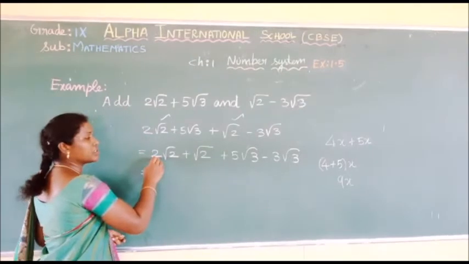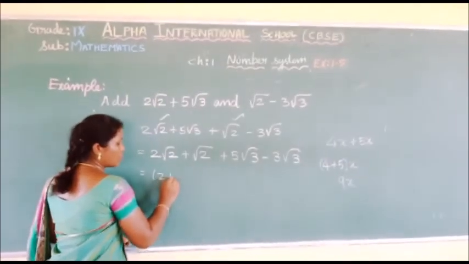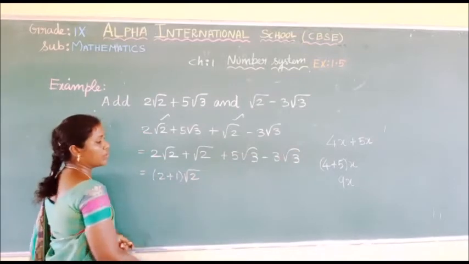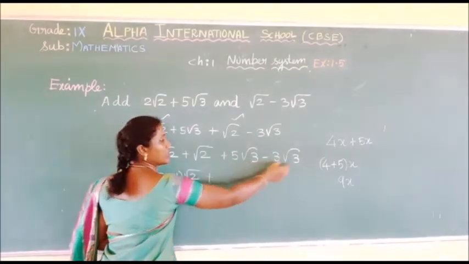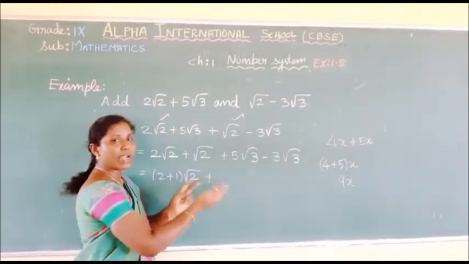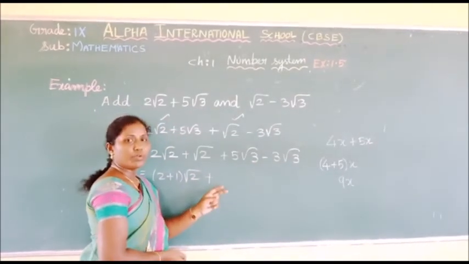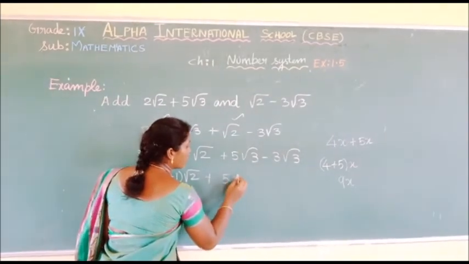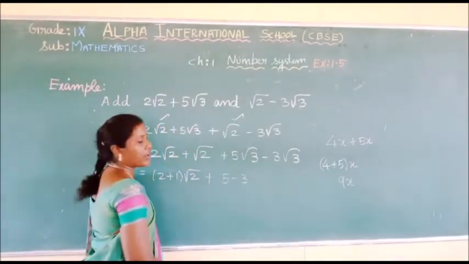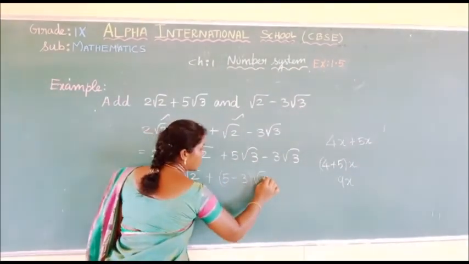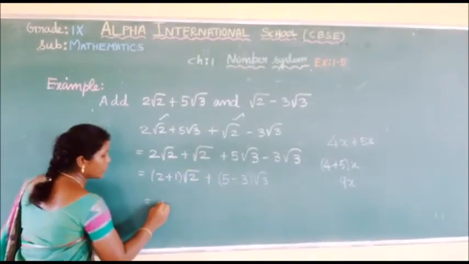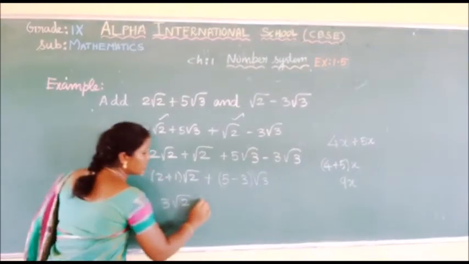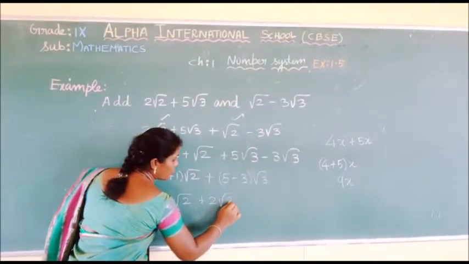So what is the coefficient here? 2, here 1. So 2 plus 1 root 2. Likewise, here root 3 and root 3, so surely we can add or subtract them. We have to just subtract the coefficients. What is the coefficient here? 5 minus 3 and root 3. So what is the answer? 2 plus 1 is 3 root 2. 5 minus 3 is plus 2 root 3.